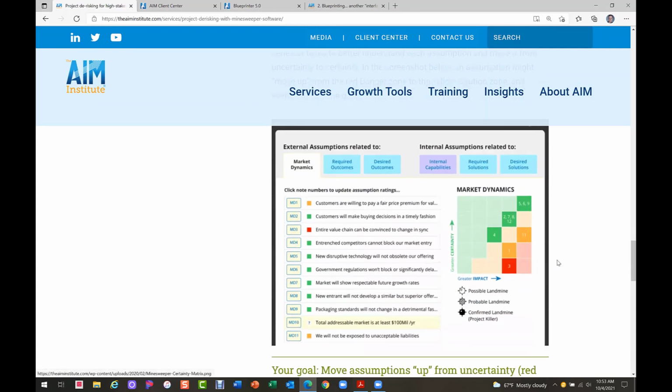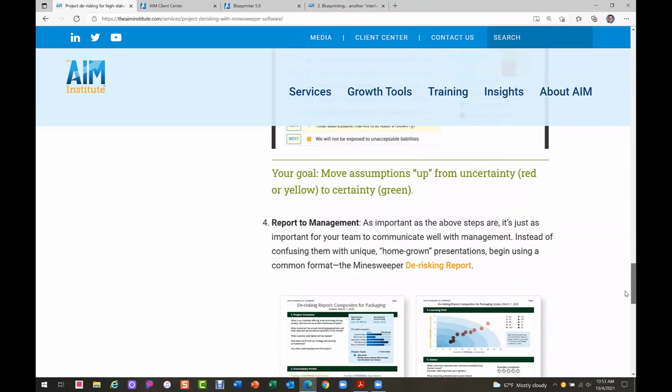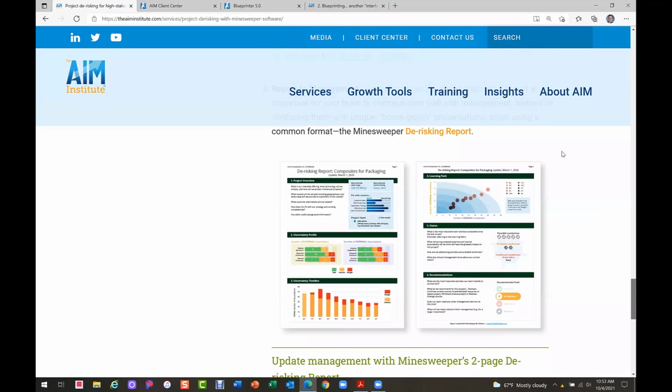So everybody on the team gets an assignment, and we usually have typically 50 to 100 assumptions, and we want to get them out of the red and yellow and increase the certainty on those. And once we get them in the green zone, we're done with them. And then we have this really cool reporting, to pick up on Nelson's point. It's just 2 pages. We're going to let management know how we're doing driving out uncertainty on this thing.